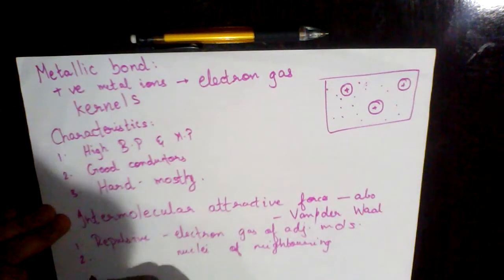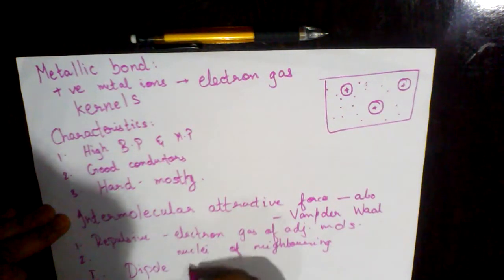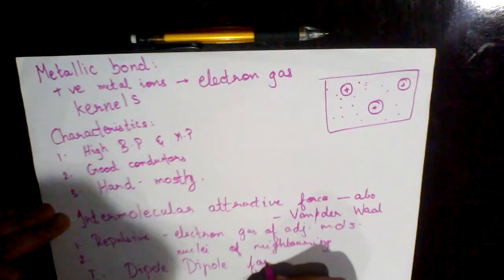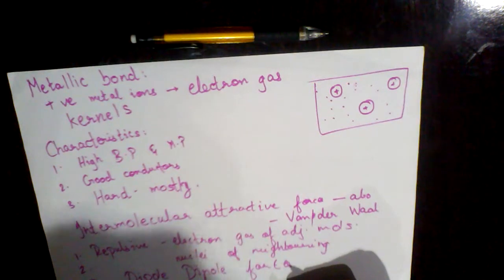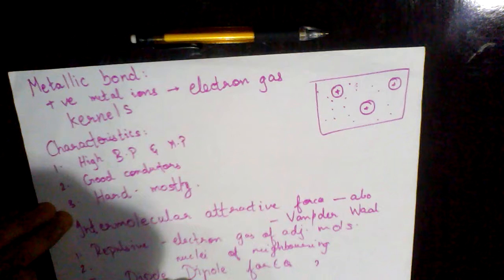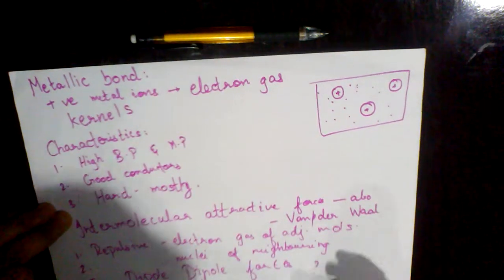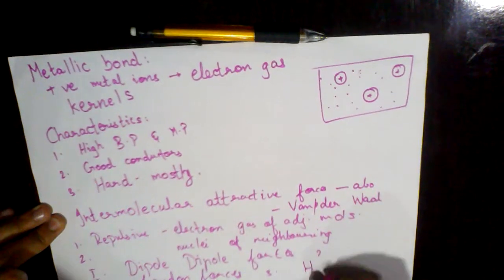Now there are types of van der Waals forces. What are they? Number one, you have the dipole forces. Number two, you have the London forces. Yes, it is London. Then you have the hydrogen bond.